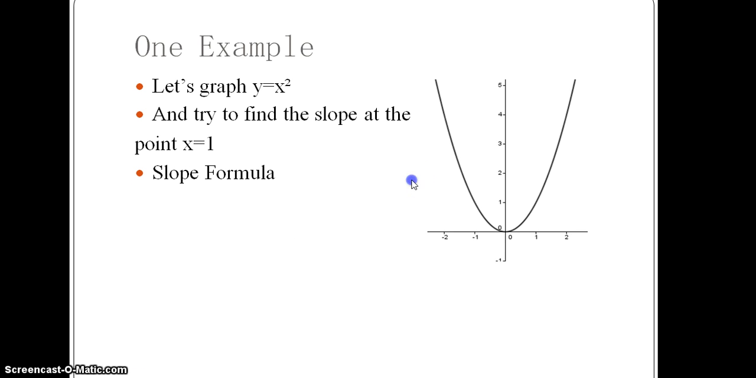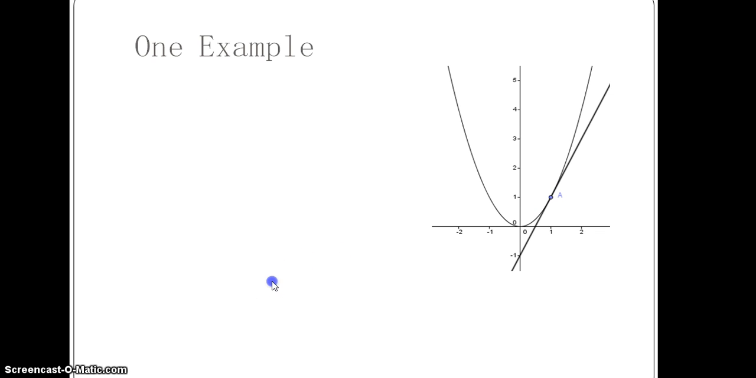And we are going to need our slope formula, so here it is: y2 minus y1 over x2 minus x1, or the rise over the run. Now usually we need 2 points to do this, but we are only given 1 point, so we're actually going to manufacture our second point.